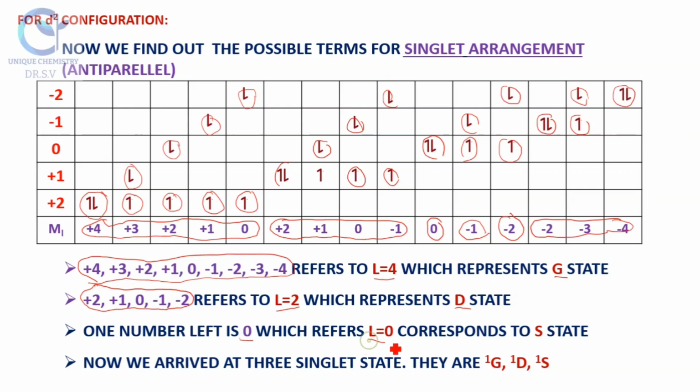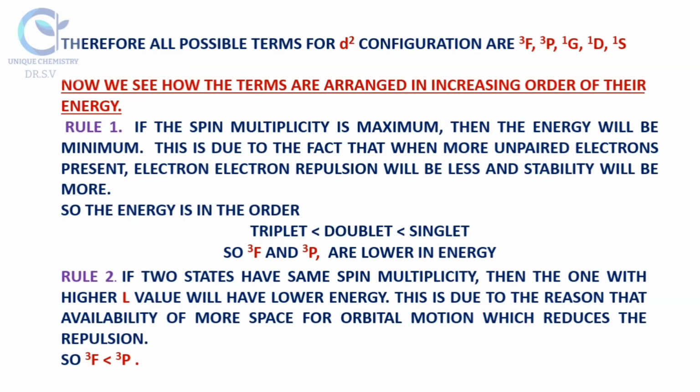This refers to L equal to 0, which corresponds to an S state. So now actually it's a singlet state. So we have obtained 3 states: singlet G, singlet D, singlet S. So now we have 3 singlet states. Already we have 2 triplet states, and now we have 3 singlet states for d2 configurations. Therefore all possible terms for d2 configurations are triplet F, triplet P, singlet G, singlet D, singlet S.